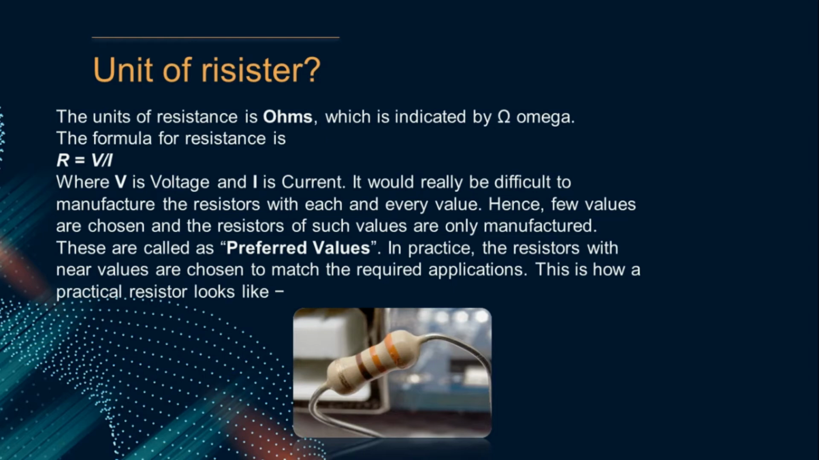Unit of resistance. The unit of resistance is ohms, which is indicated by omega. The formula for resistance is R equals V upon I, where V is the voltage and I is the current. It would really be difficult to manufacture resistors with each and every value. Hence, few values are chosen and resistors of such values only are manufactured. These are called the preferred values. In practice, resistors with the nearest values are chosen to match the required application. This is how a practical resistor looks.